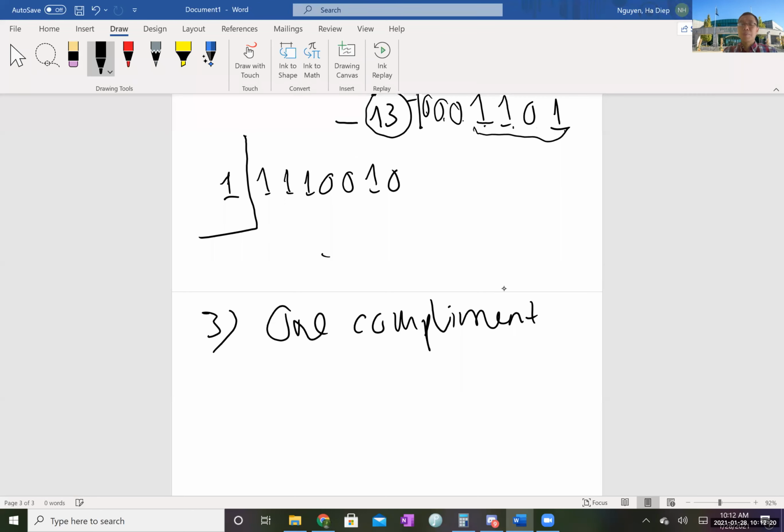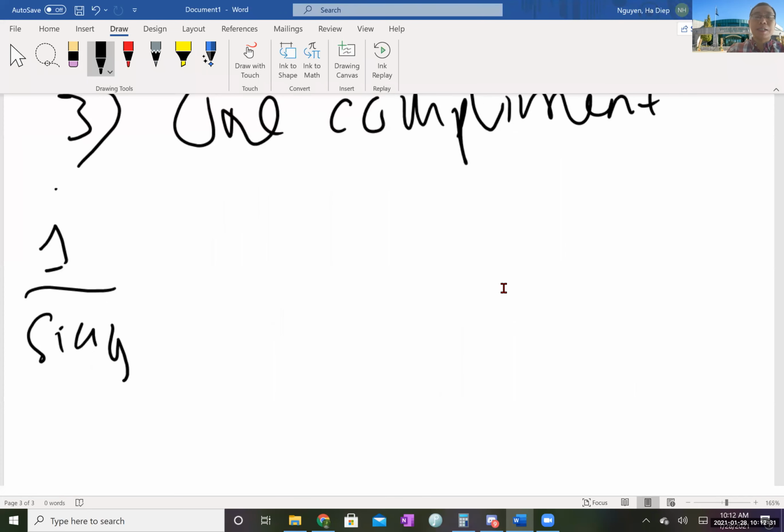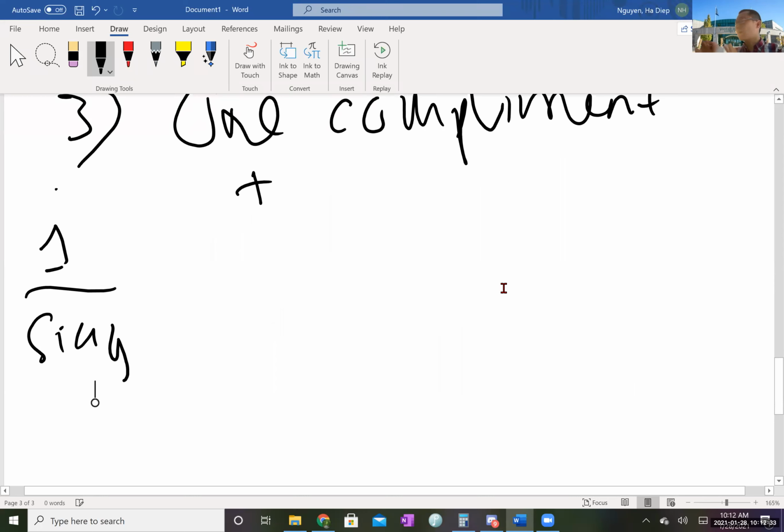So in the 1's complement, you also have 1 bit for the size. Sorry, you have 1 bit for the sign. And when working with the 1's complement, if it is a positive number, you just convert it normally. And if it is a negative number, you reverse everything from 0 to 1 and from 1 to 0.